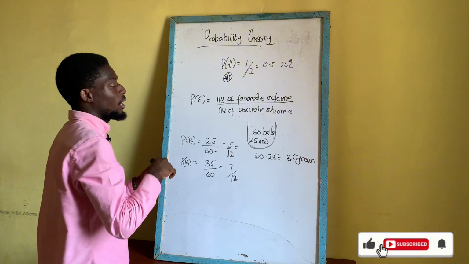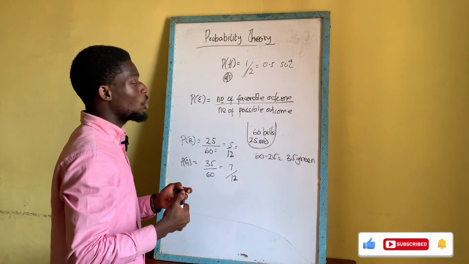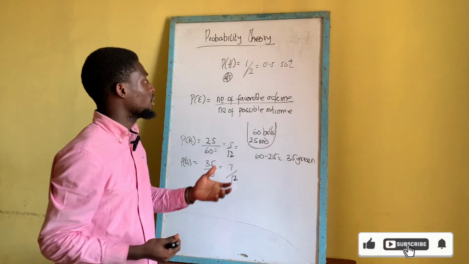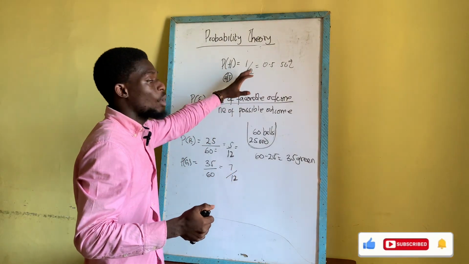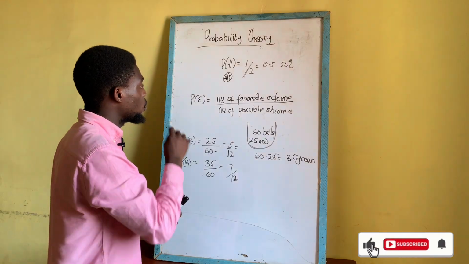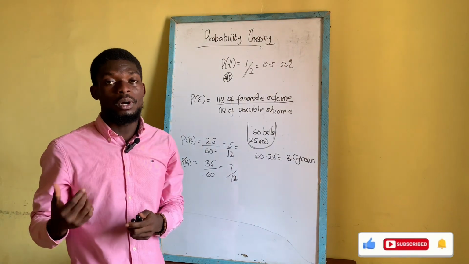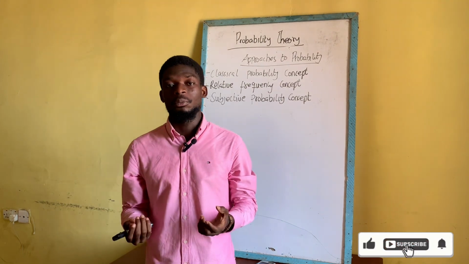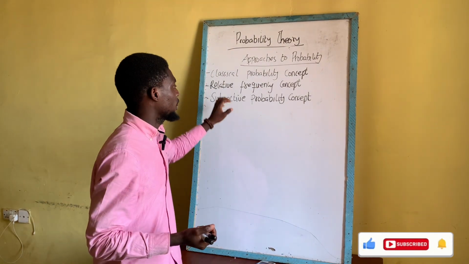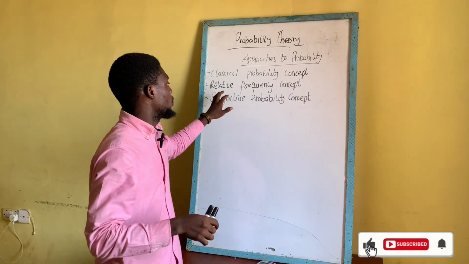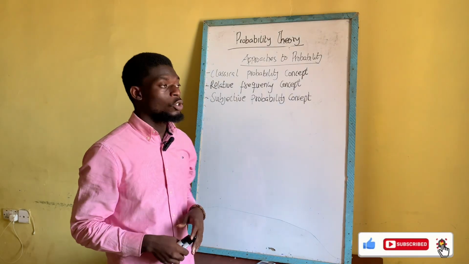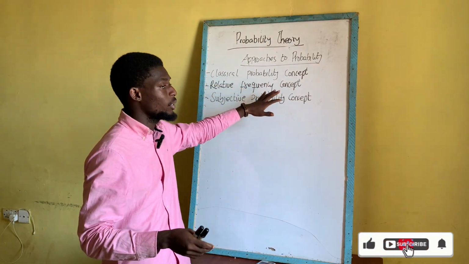So if you flip a particular coin and you want to know the probability or the chance of you getting a head, it is 0.5 or 1 out of 2. Now let's look at approaches to probability. We have 3 approaches to probability: the classical probability concept, the relative frequency concept, and the subjective probability concept. So let's first look at the classical probability concept.